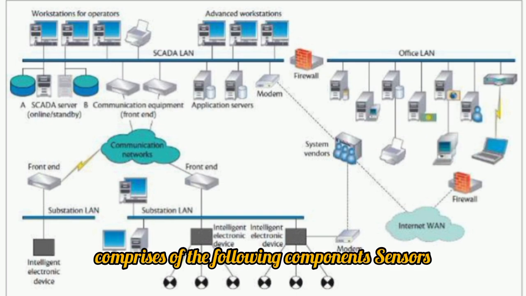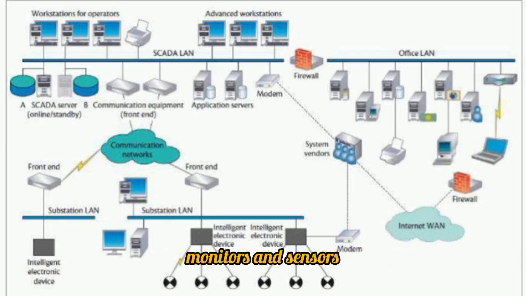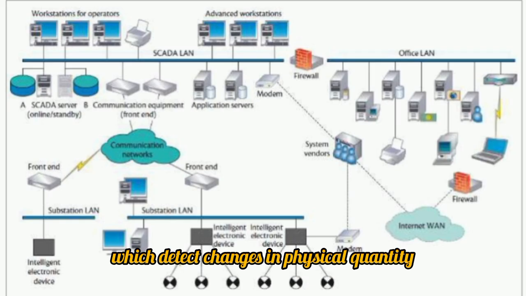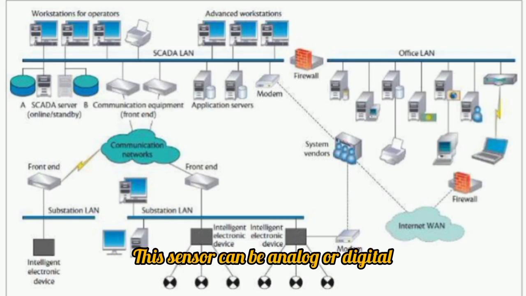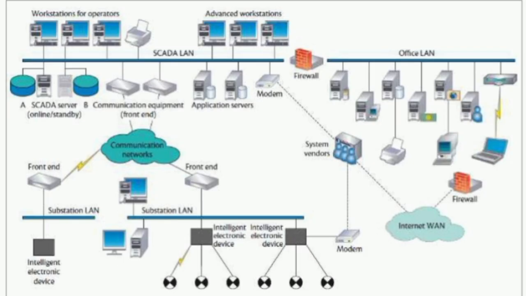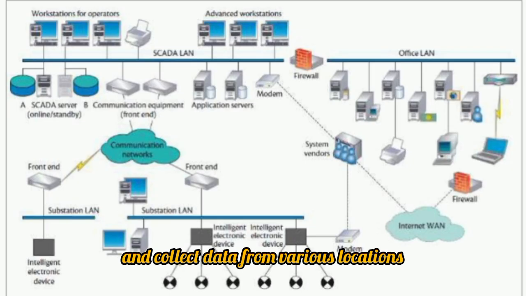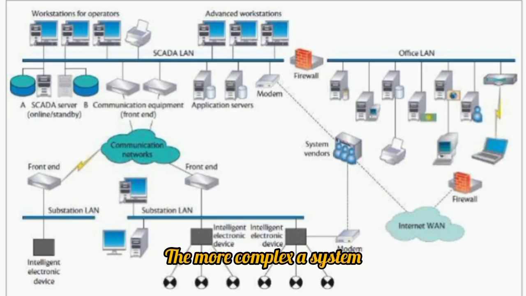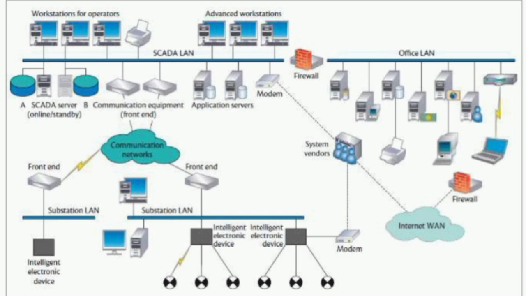A SCADA system comprises the following components. Sensors. Field instruments are an array of transmitters, monitors, and sensors. Sensors are transducers which detect changes in physical quantity. These sensors can be analog or digital, but ultimately their purpose is the same. Sensors help users to measure and collect data from various locations. The more complex a system, the more sensors we may need in place.